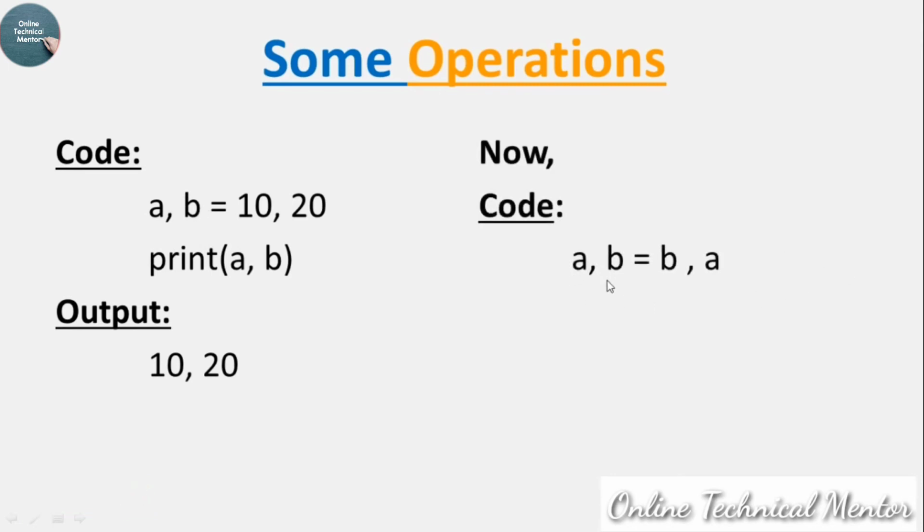If you write a, b = b, a, that means the value of b will be assigned to a and the value of a will be assigned to b. So when you now print a, b, you will get a as 20 and b as 10. If you want to do the same operation in another language, you have to write two or three lines of code. It is quite simpler in Python.